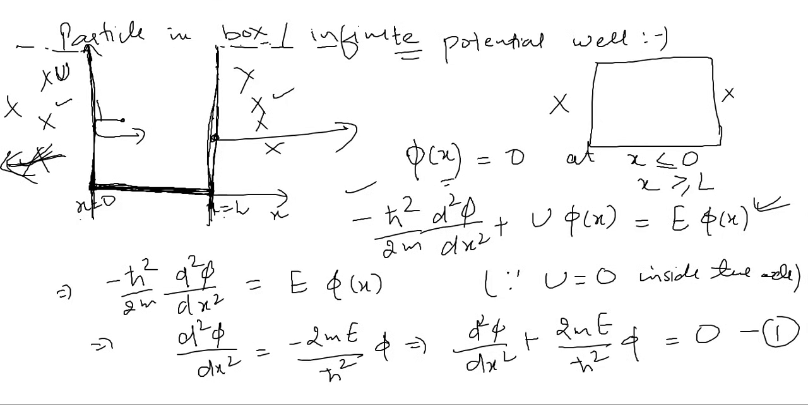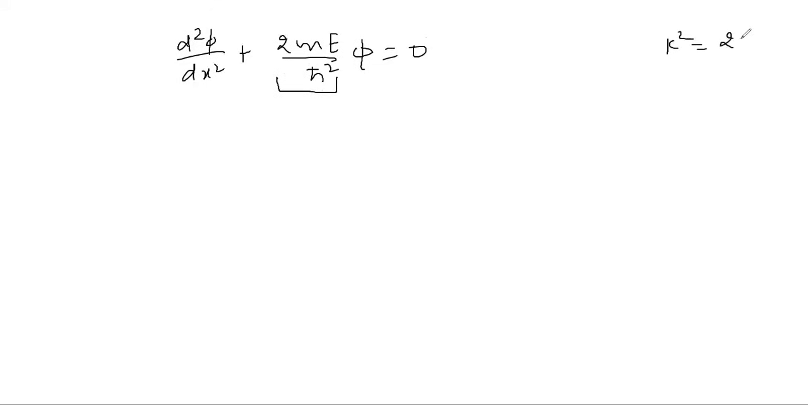If this equation here, which is d2 phi over dx2 plus 2mE over h bar square phi is equal to 0. Many times this term is also called k square. I'm not going to do that because I don't want to confuse you. This k does not have anything to do with wave number. This k is not also your spring constant. This is just some random other variable that you have defined.